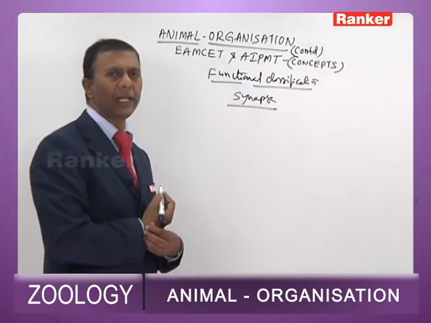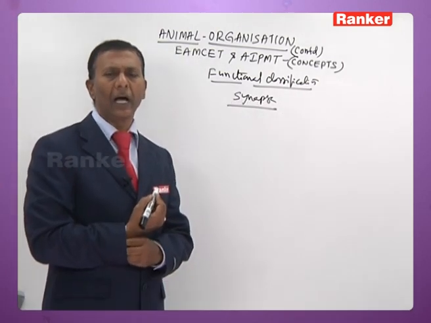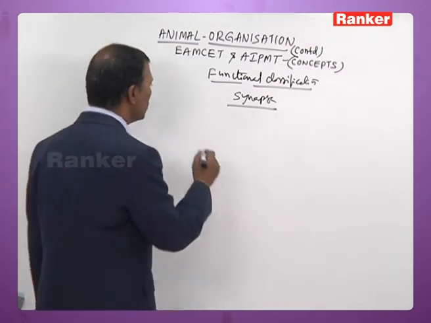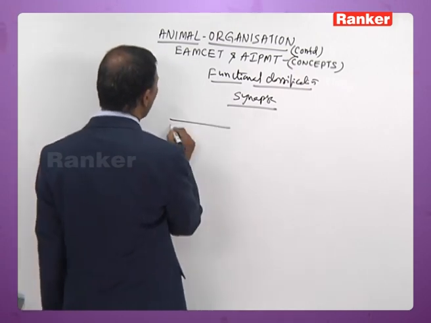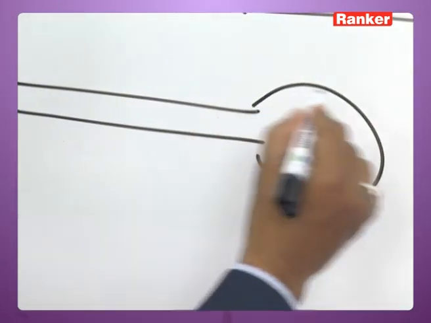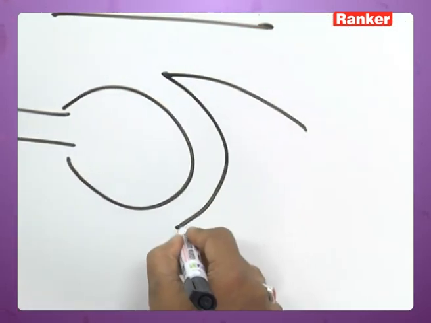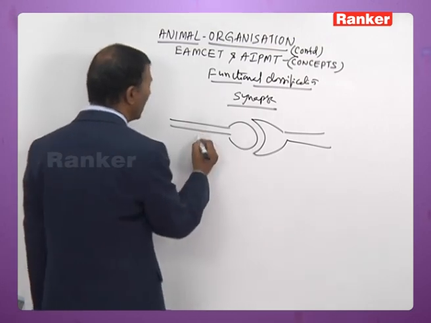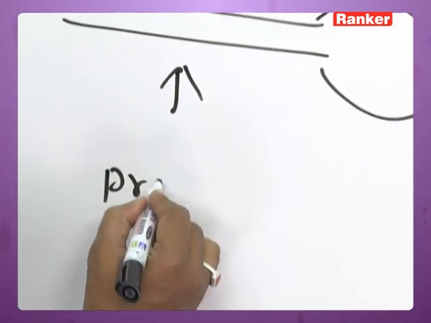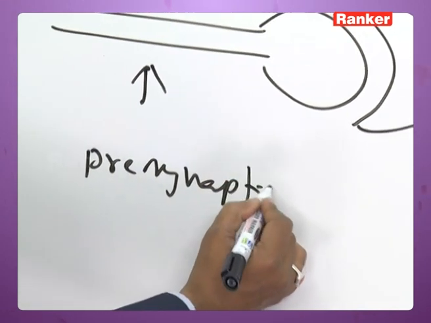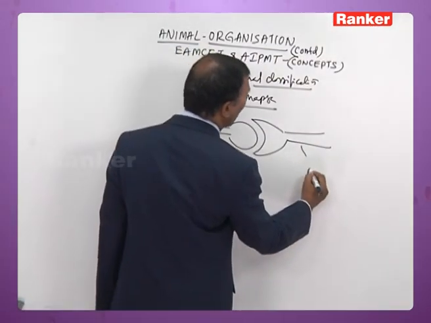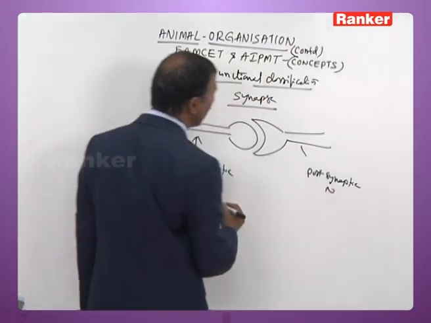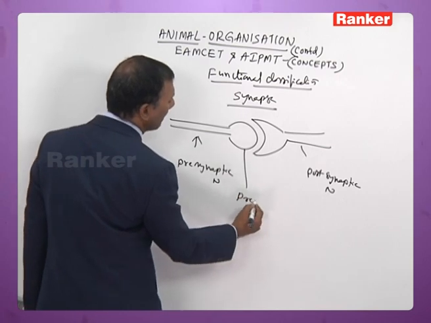Now as I mentioned earlier, the synapse is the proximity of dendrites of one neuron and teledendrites of another neuron. Supposing this is a dendrite with a synaptic knob. This dendrite with a synaptic knob lies near the teledendrite of another neuron. This neuron is referred to as the presynaptic neuron, and the other one is called the postsynaptic neuron. And this is the presynaptic membrane.